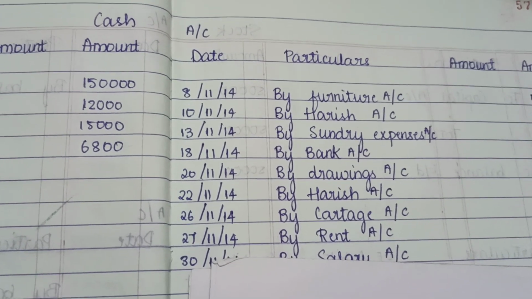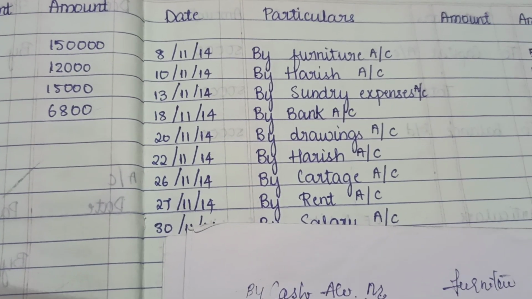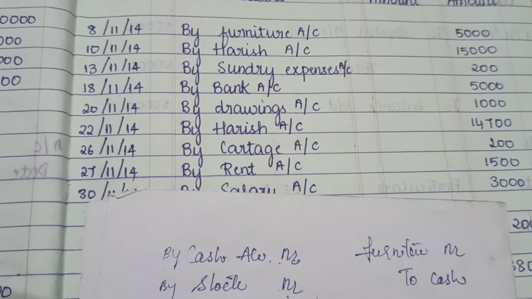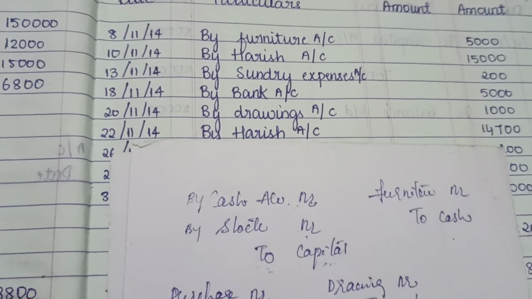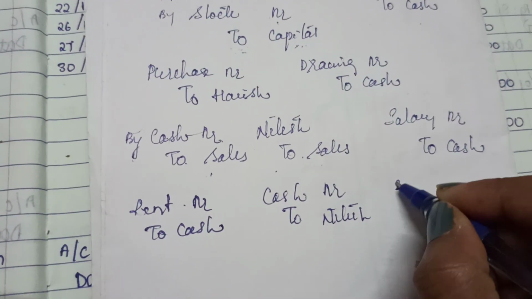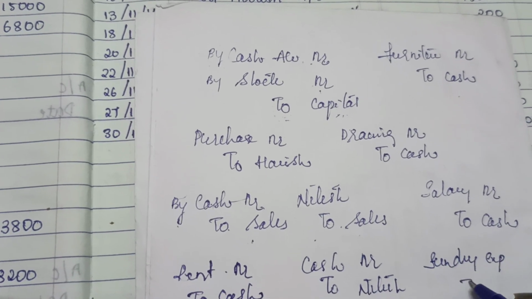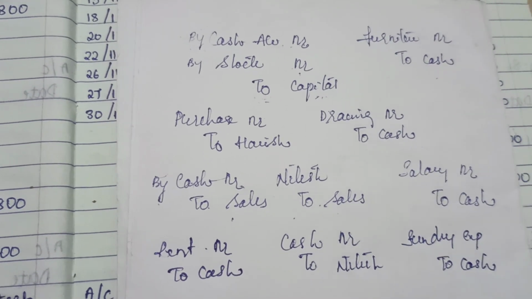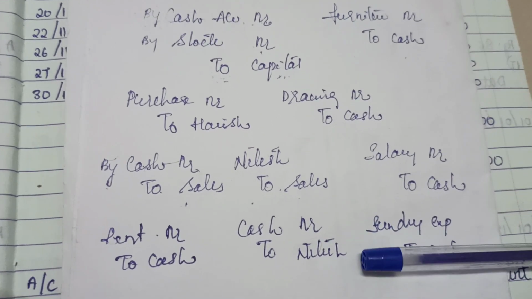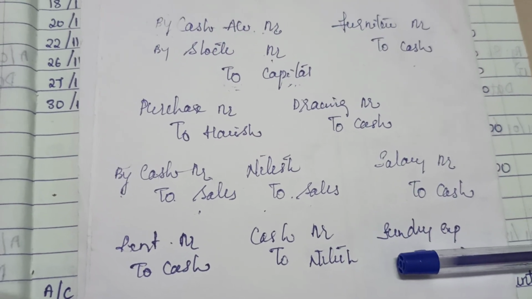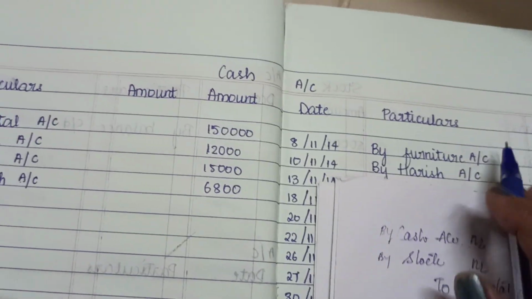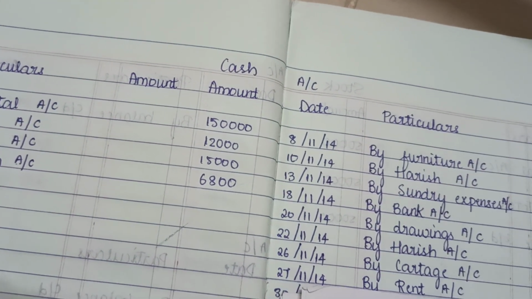So what is the journal entry there? Sundry expense account debit to cash account. So we are closing now. If you see here, I'll explain. Now sundry expense account debit to cash account, that is the journal entry. Now to cash you close here. Remaining is by sundry expenses. That's why here we wrote as by sundry expenses.